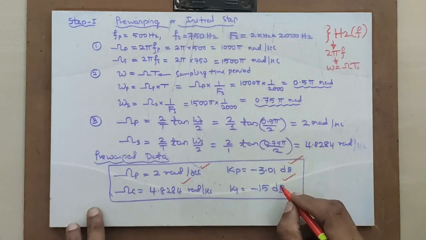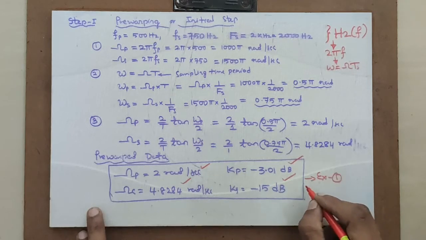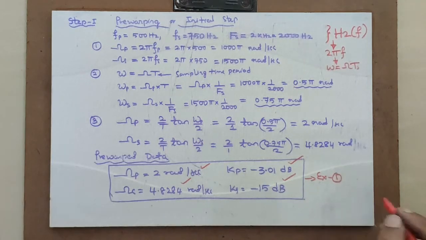This is already example 1. You have solved this example 1. What is the next step? Next step is step 2. Step 2 is to find the Butterworth low pass filter, the analog filter. You have done that already. And what is the next step?